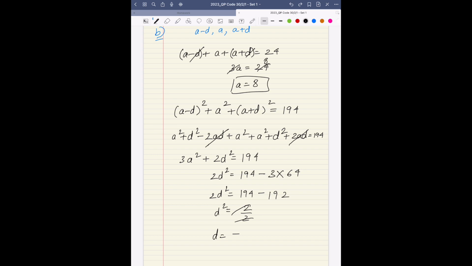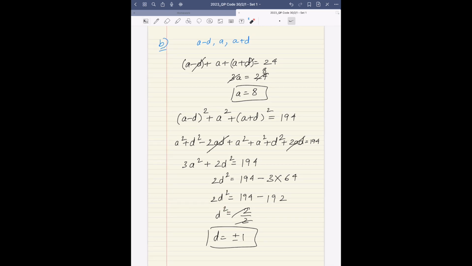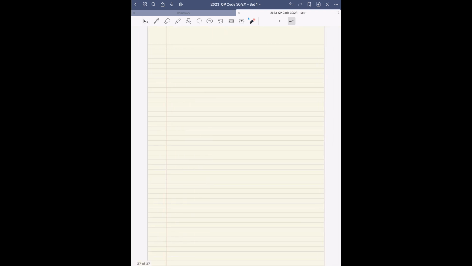Okay, it's not just plus 1, plus minus 1. Remember, if your variable you're finding has a square or it's n, then you have n values. Since it's 2 over here, it will have 2 values. Okay, we'll use both and we'll find. That's it. Now what will be our terms?